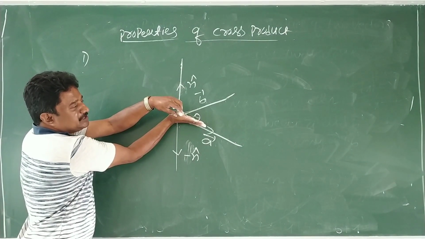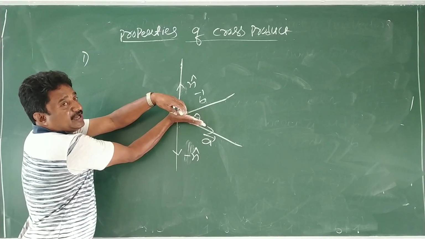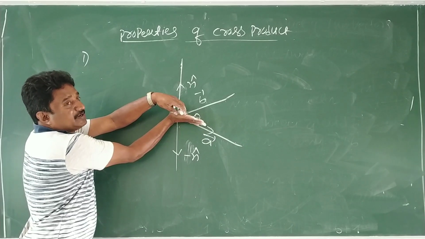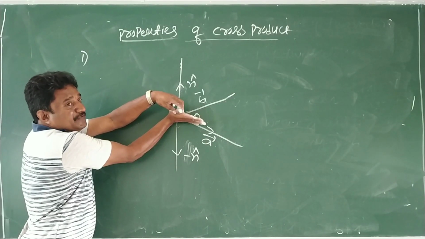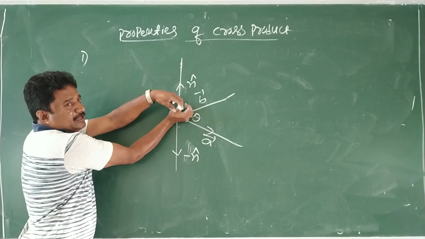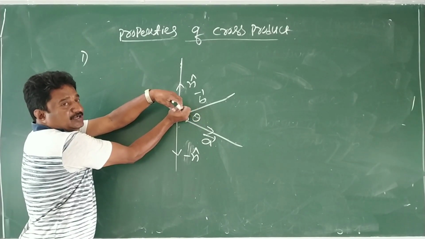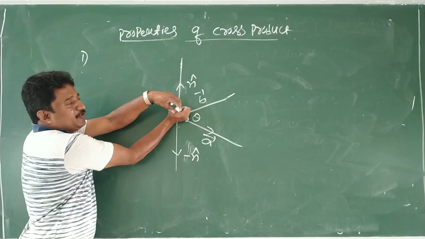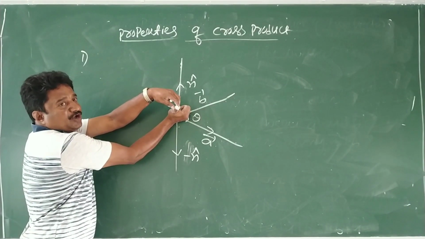The thumb is perpendicular to the fingers. I am directing my fingers towards vector A. If I curl my fingers from A to B, then according to the right-handed thumb rule, the direction of A cross B will be along the thumb. The thumb represents the direction of A cross B.